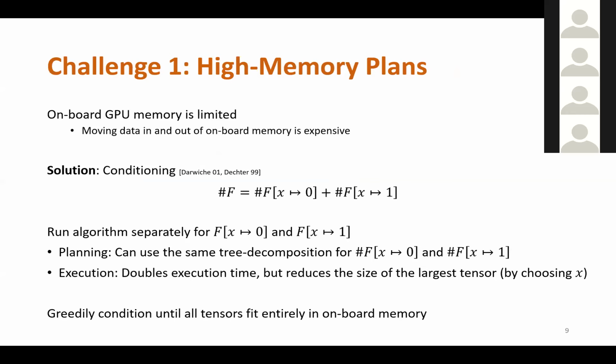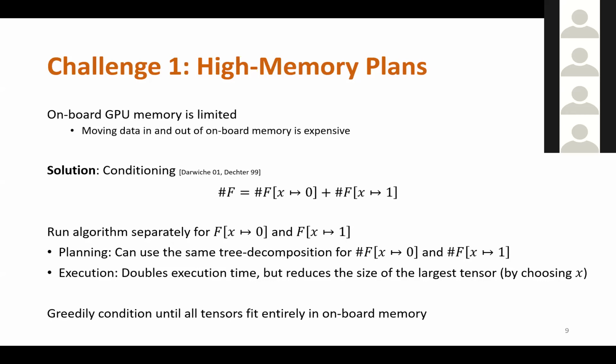And the first challenge happens when you have high memory plans, because onboard GPU memory is very limited. It varies based on the type of GPU you have, but typically it's significantly less than the amount of general purpose RAM you have available in the computer. And moving data in and out of this onboard memory is a very expensive operation relative to the rest of the computation. So what do we do if the tree decomposition we developed requires tensors that are too large to fit entirely in onboard GPU memory?